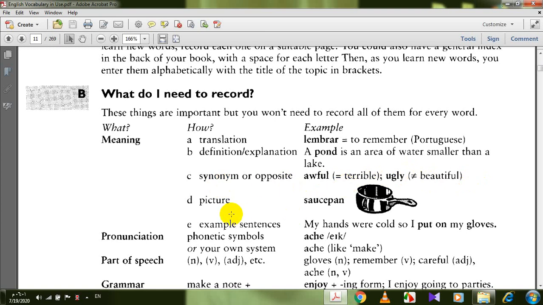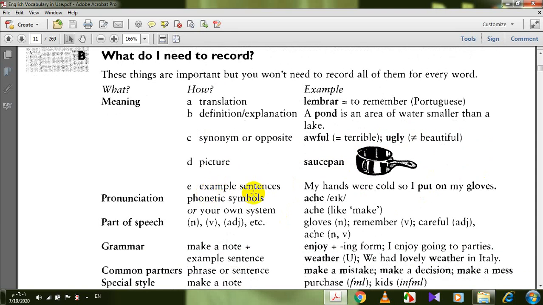A picture: saucepan. This is a picture of a saucepan. Okay, example sentence, and the most important thing in vocabulary is to try to use the new word in a meaningful sentence. Try to use it in context, and this is very important for you as a learner of a language.